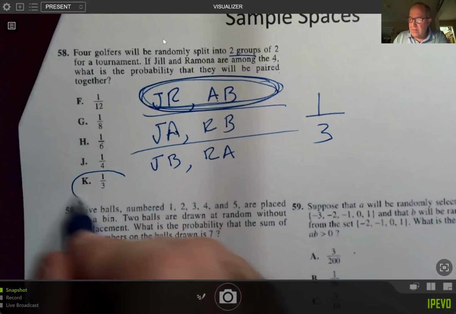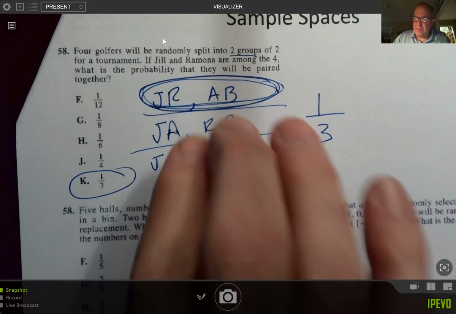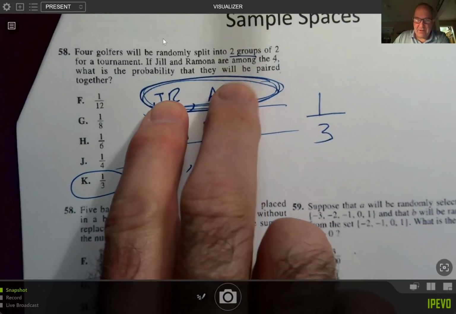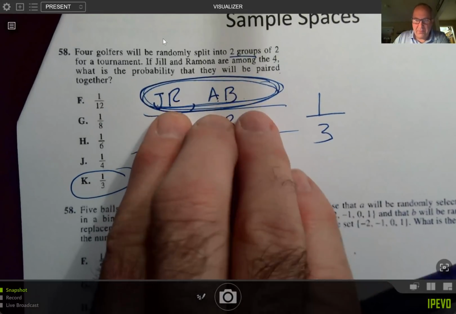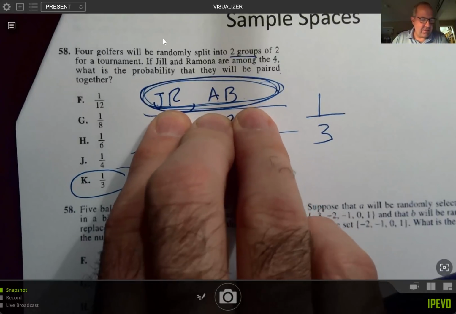A lot of people want to select 1/6, right? Because you're like, well, here's the grouping. No, when you pair these people up, they have to get paired up here too, right? So this is one possible choice. Jill and Ramona are together, and person A and B are together.